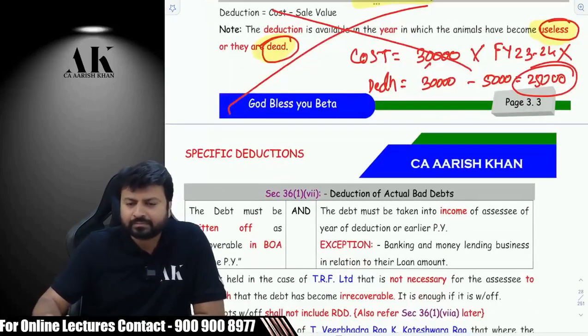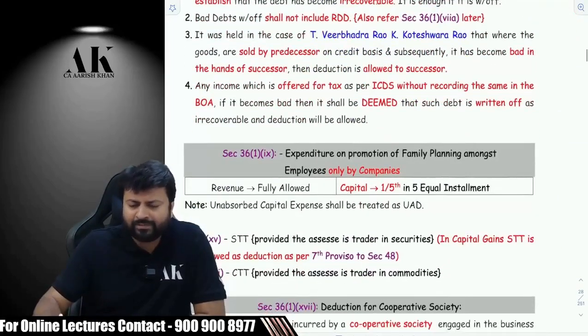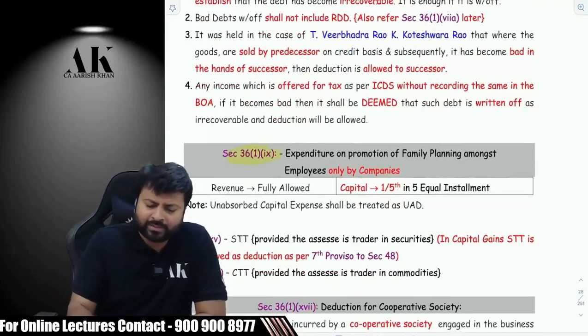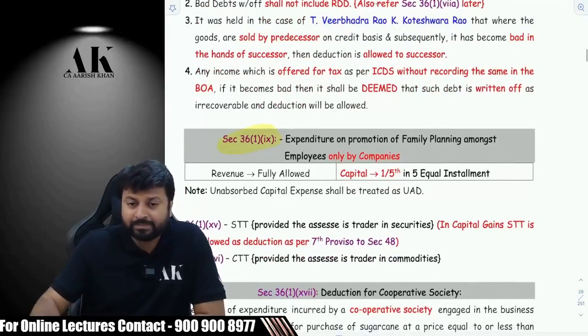Now the next deduction I am keeping on hold. It will take time. It's a bigger one. It will take at least half an hour to 45 minutes to address this. We'll be doing that on Monday. So I'm taking one very small deduction for today, that is 36(1)(ix). Okay. Again, this is a hopeless deduction in today's time. Expenditure on promotion of family planning amongst employees.